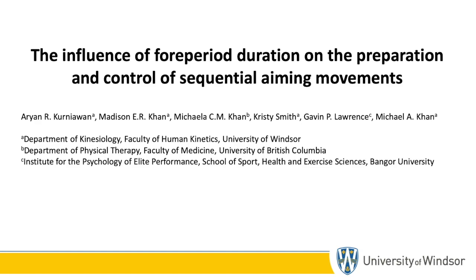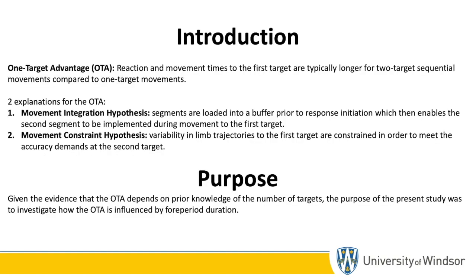The presentation is titled The Influence of Foreperiod Duration on the Preparation and Control of Sequential Aiming Movements. When movements are performed to two targets in a sequence, reaction time is typically longer compared to single target movements. This one target advantage is contingent on advanced knowledge of the number of targets. Likewise, movement time to the first target in a two-target sequence is longer compared to a single target movement.